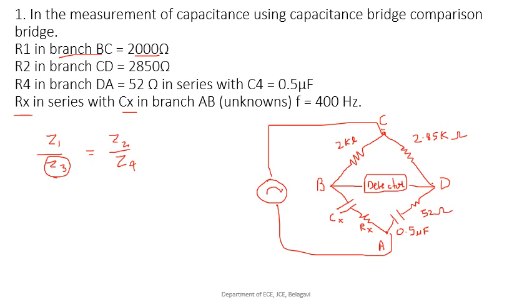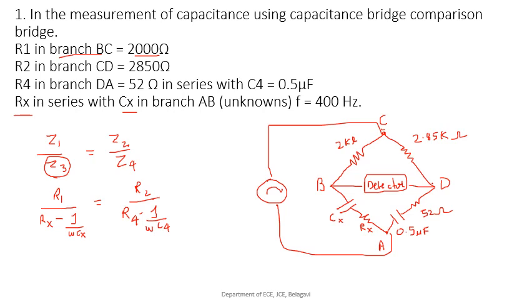This resistance and this capacitance we want to find out. So if you solve for that, it will be R1 divided by Rx minus j divided by omega Cx. Z3 is your unknown capacitance and resistance. It will be R2 divided by R4 minus j times omega C4. So this is the relationship.